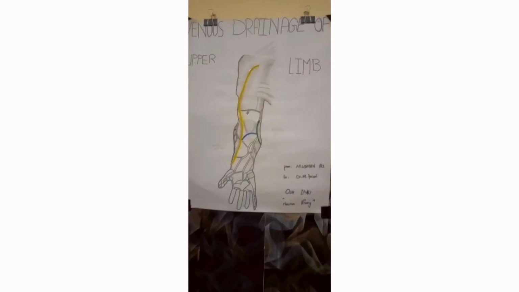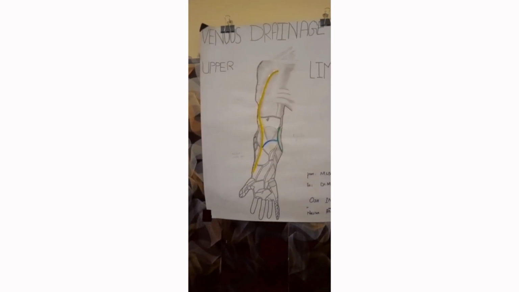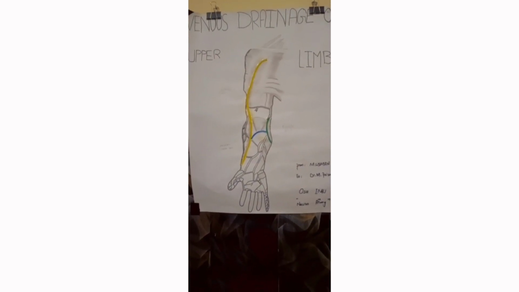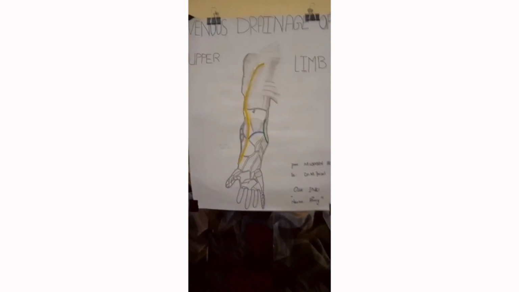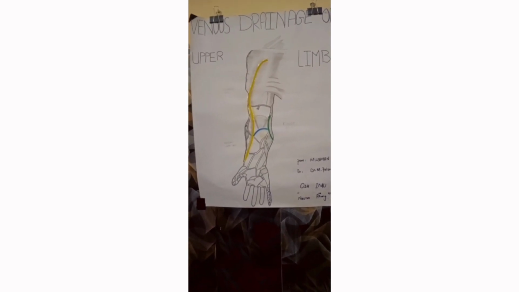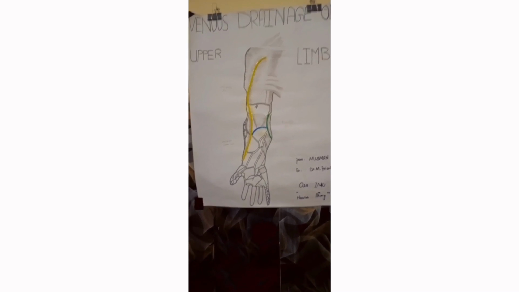Today I am going to present the topic which is venous drainage of the upper limb. The venous system of the upper limb drains deoxygenated blood from the arm, forearm and hand. It can be subdivided into a superficial system and a deep system. Superficial veins: the major superficial veins of the upper limb are the cephalic and basilic veins. They are located within the subcutaneous tissue of the upper limb.